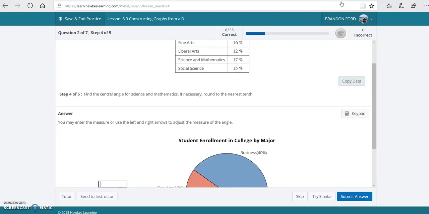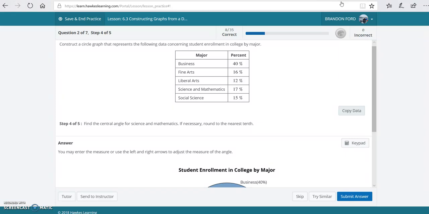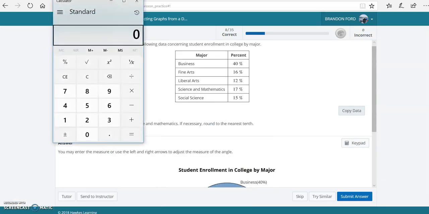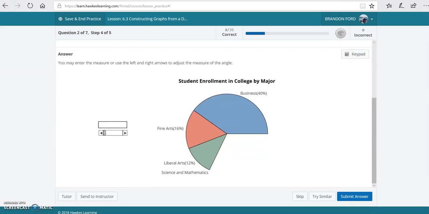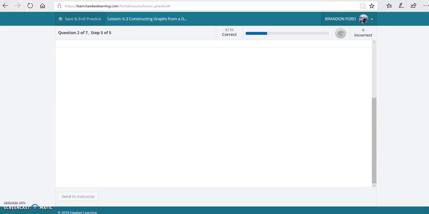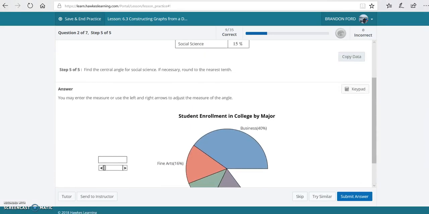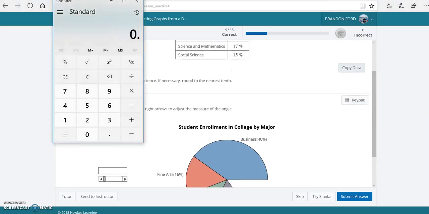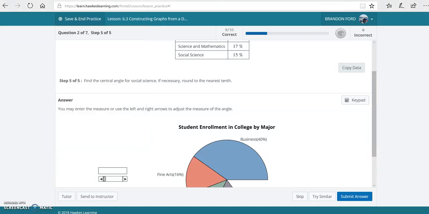Next is going to be for mathematics. Math is going to be 17%. So 0.17 times 360 is going to give me 61.2. And then finally, last but not least, we need to work on the social sciences. Social sciences is 15%, so 0.15 times 360 gives me 54.